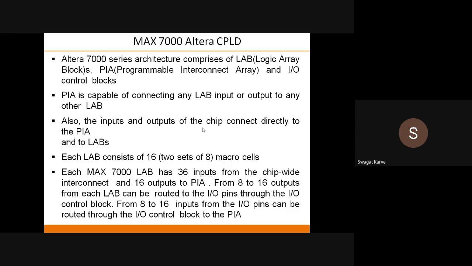And each lab consists of 16 macro cells, or 2 sets of 8.